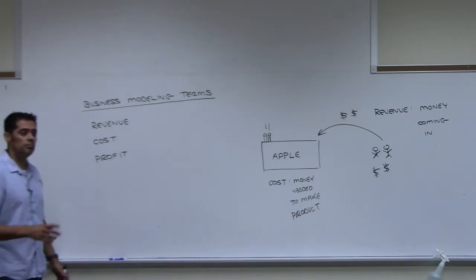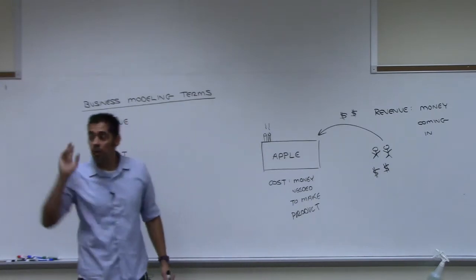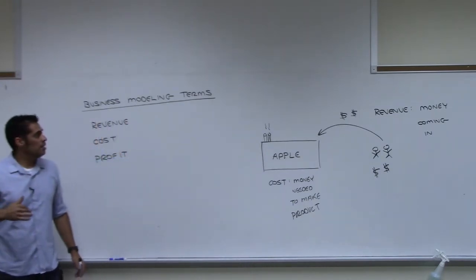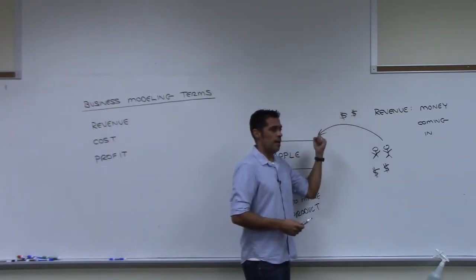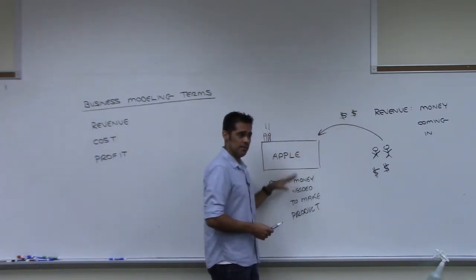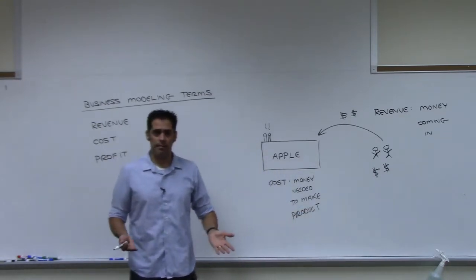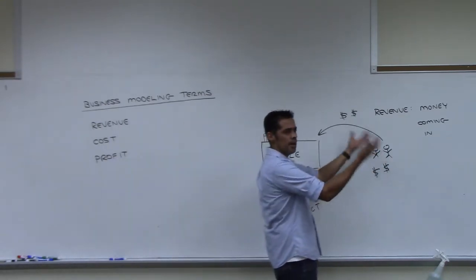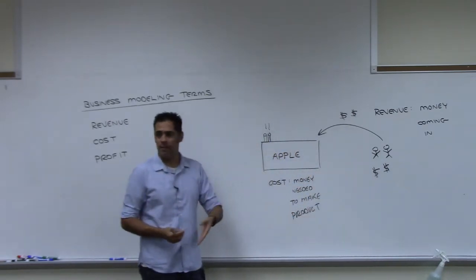And then the profit would be what? After they cover the cost. Yeah, the profit would be after you take this money in and then you pay all these bills, how much you have left, right? So revenue is just all the money that comes in. Then you have to subtract the cost from it to get your profit.